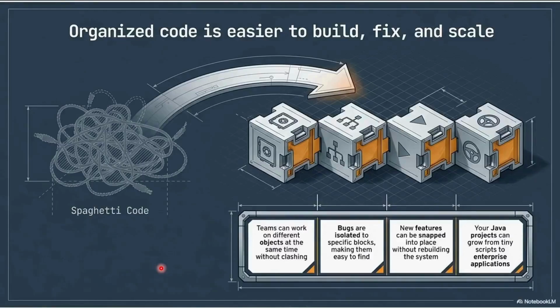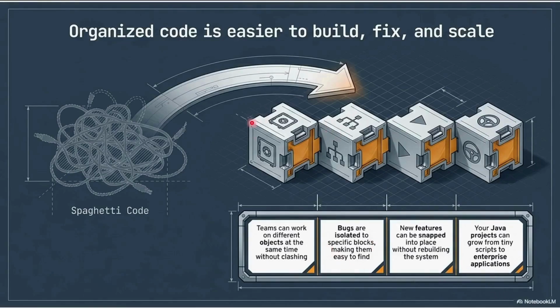So, now understand, this is also a very important picture. Now we had this messy code, a spaghetti code over here, and we turn that spaghetti code into well-organized modules or units, you can say. Teams can work on different objects at the same time without clashing. So one team can work on one module, another team can work on another module, and so on. So that makes the code a lot more manageable.